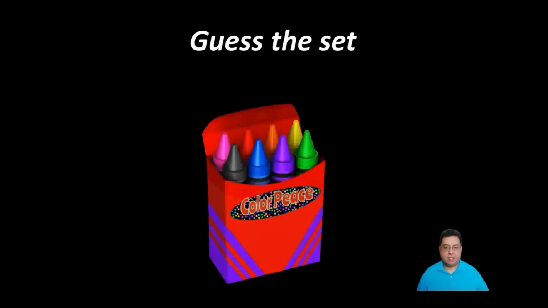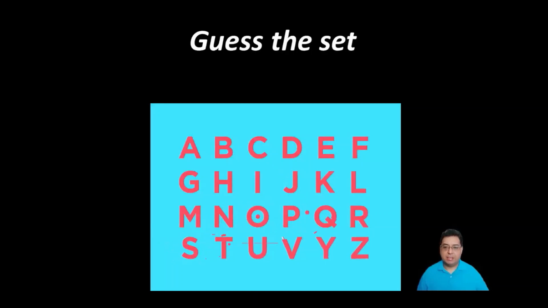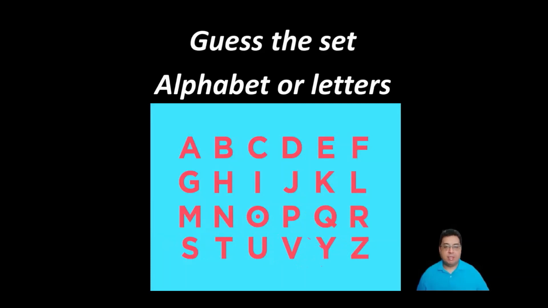Now take a look at it carefully. Yes, it's crayons. I guess you can say colors too. I would be okay with that. What about this set? What does this set look like to you? Yeah, it could be either the alphabet, or you can also say they're letters as well.